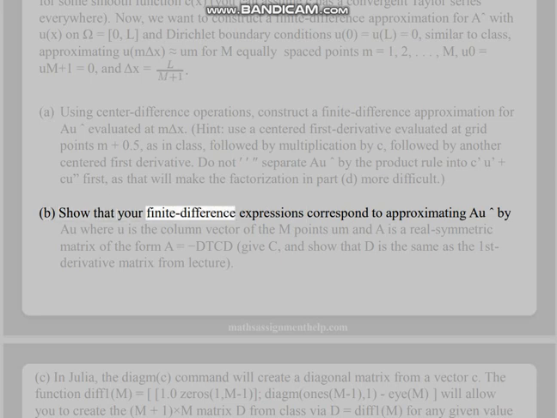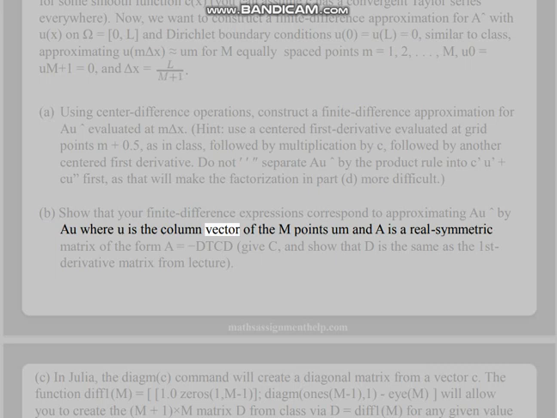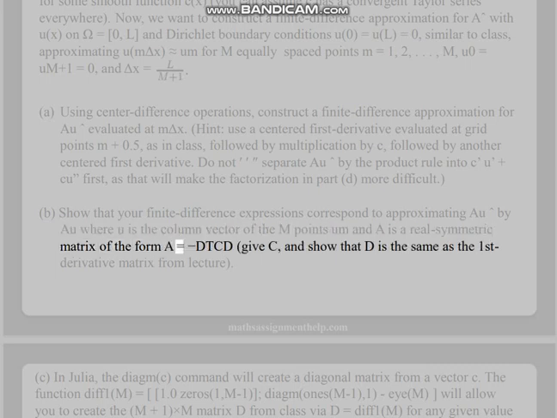B. Show that your finite difference expressions correspond to approximating the operator by Au, where u is the column vector of the M points and A is a real symmetric matrix of the form A = -DᵀCD. Give C, and show that D is the same as the first derivative matrix from lecture.